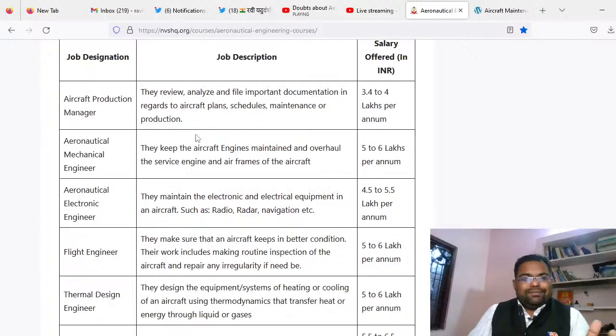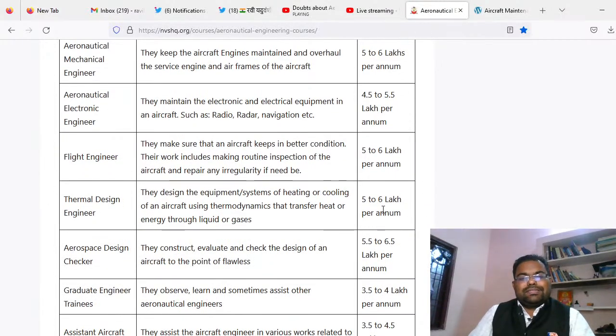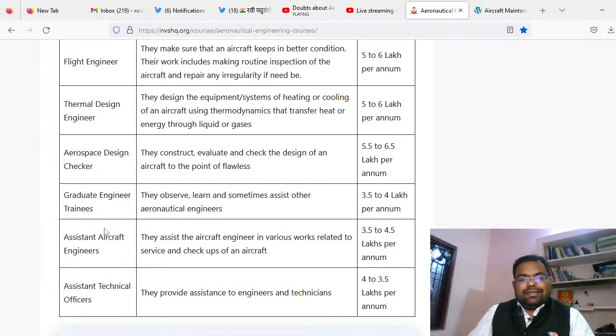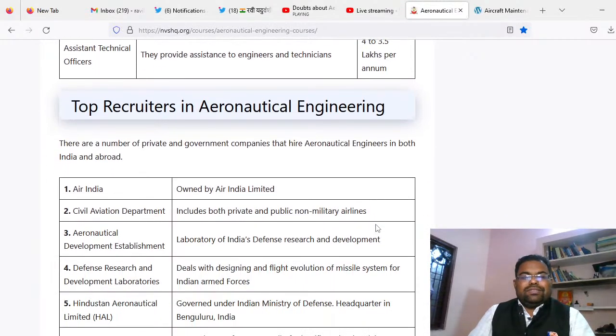It's given here, job description and job salary. If you are an aircraft production manager, then 3.4 to 4 lakhs per annum; aeronautical mechanical engineering 5 to 6 lakhs per annum; aeronautical electronics 4.5 to 5.5; flight engineers 5 to 6 lakhs, right, and it goes up to 20 lakhs. So these are the things.